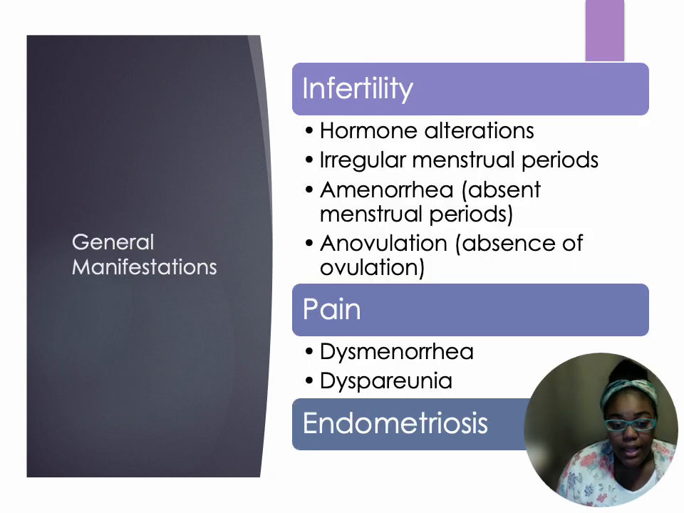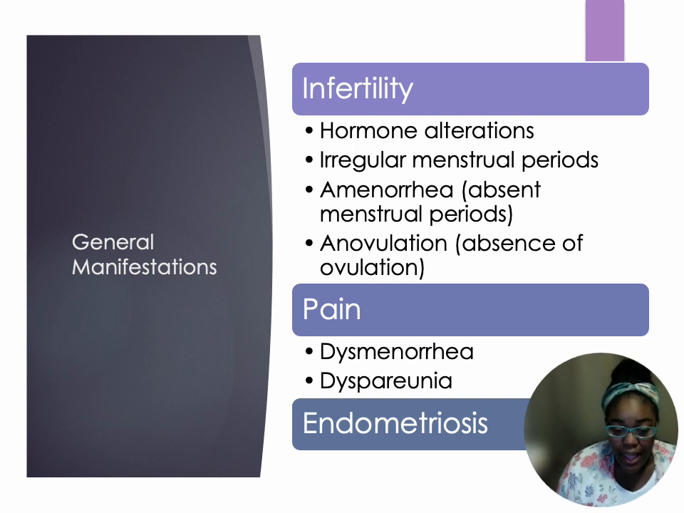As far as our manifestations of altered reproduction, you have infertility, which is a direct result of hormone alterations. You may have irregular menstrual periods, and that's directly related to progesterone and estrogen irregularities. You may have amenorrhea, where you're not producing estrogen or progesterone at all, and then it's causing you not to menstruate. So that's what amenorrhea is, absent menstrual periods. Or you may have anovulation, which is the absence of ovulation. And again, that's directly related to the progesterone and estrogen levels you have.